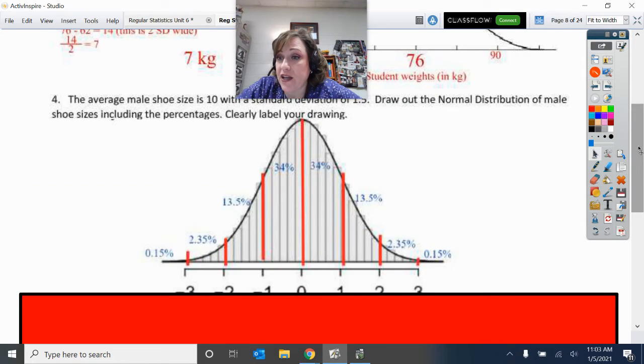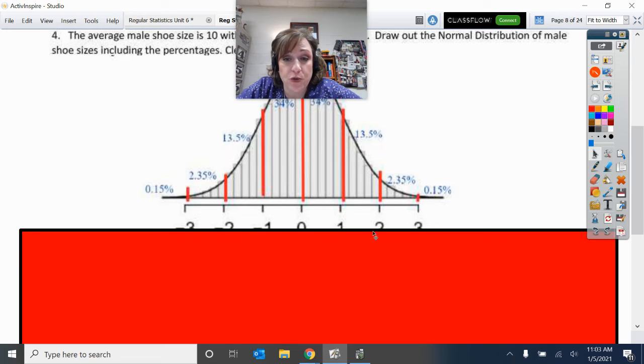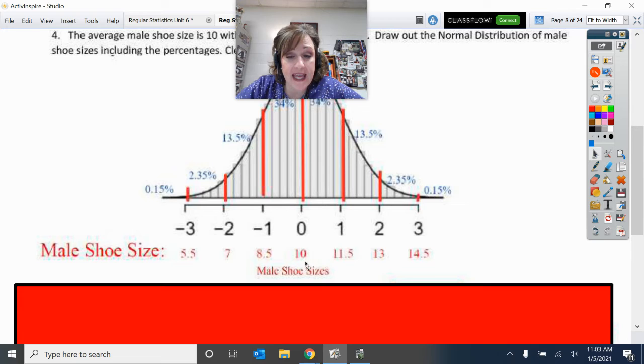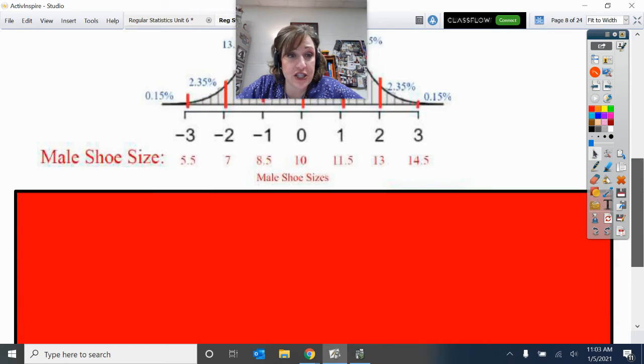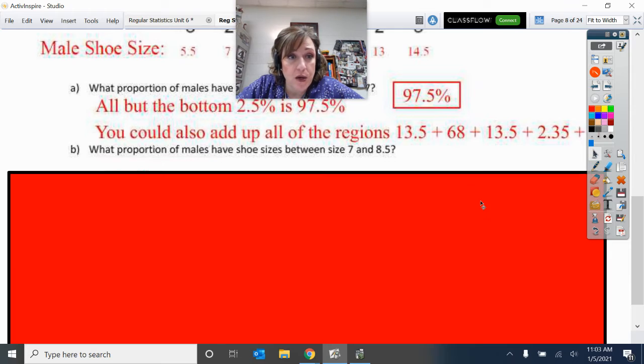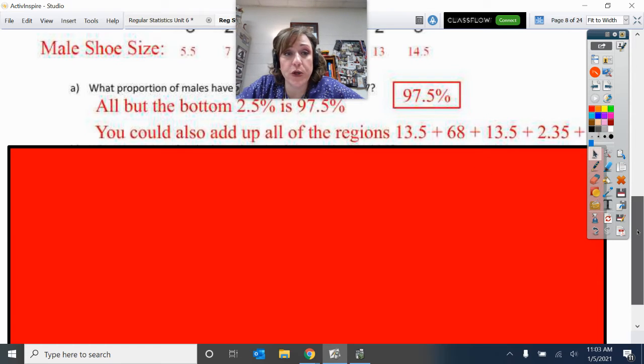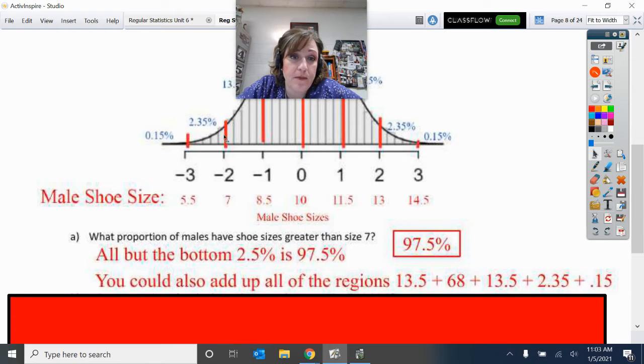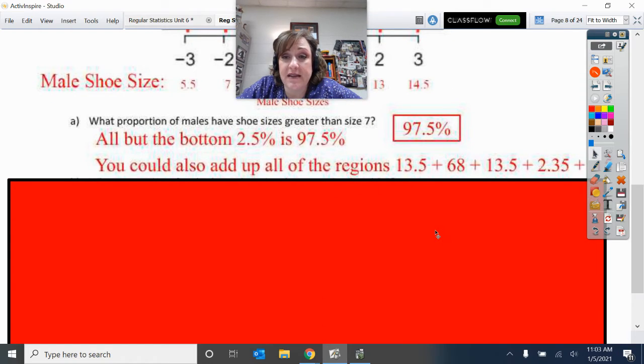Next, we had another one where you are asked to draw out and label the male shoe sizes with an average of 10 and a standard deviation of 1.5. Label the context. Make sure you have put that in there and you label those percentages. So then we had, what proportion of males have shoe sizes greater than 7? So that's going to be all of this part except for that bottom 2.5%. So that's 97.5.